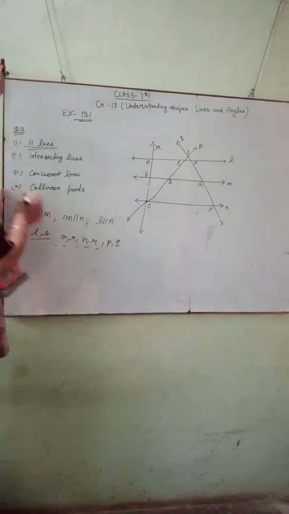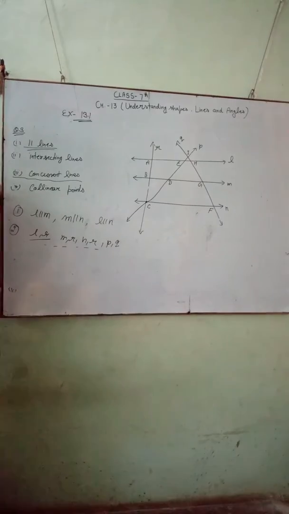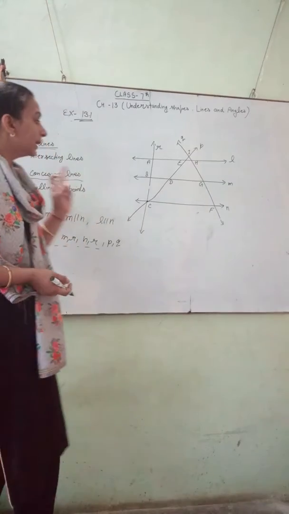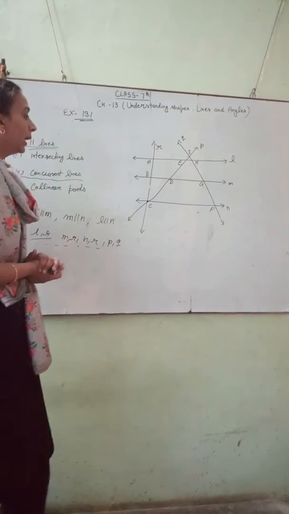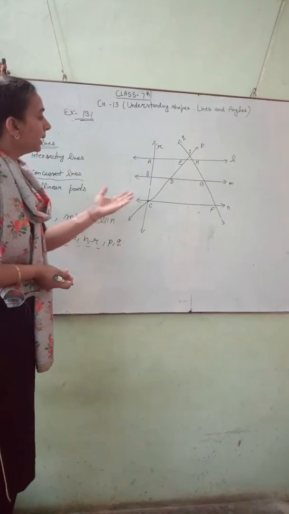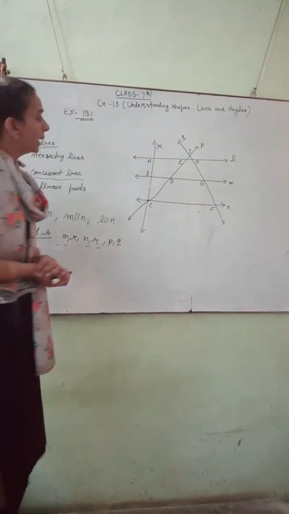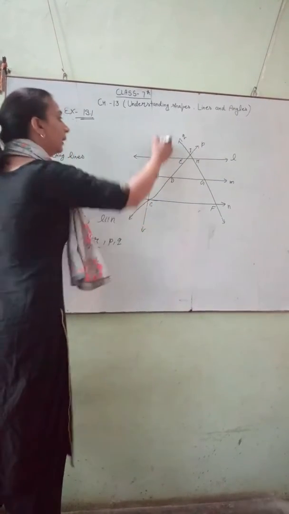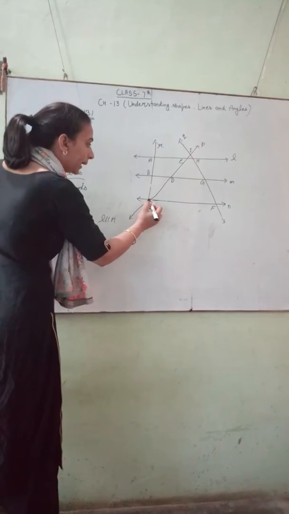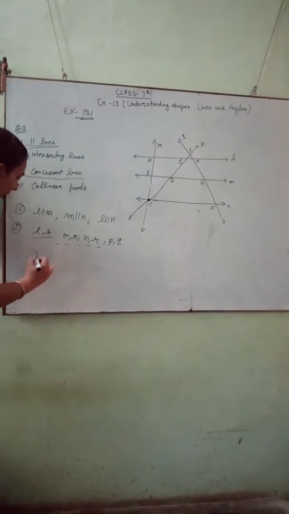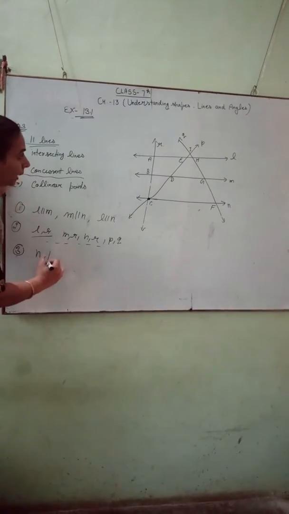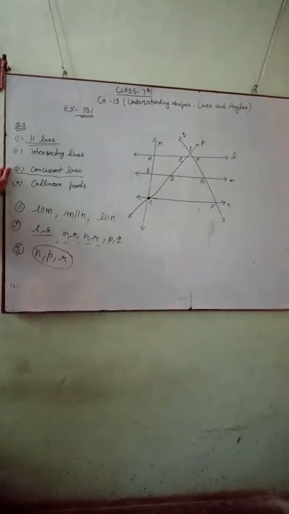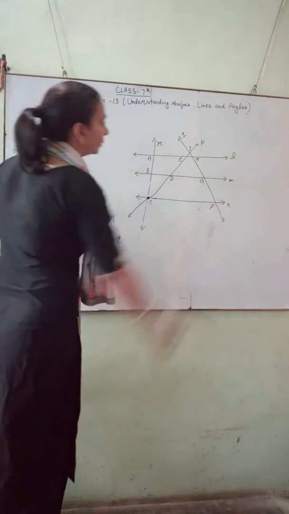Clear? The next question, concurrent lines. What are concurrent lines? Three or more lines that intersect at one point. Three lines passing through one point. Which three lines pass through one point? Students, line N, line P, line R pass through point C. So line N, line P, line R are concurrent lines. Clear? Then there is no other pair of concurrent lines.